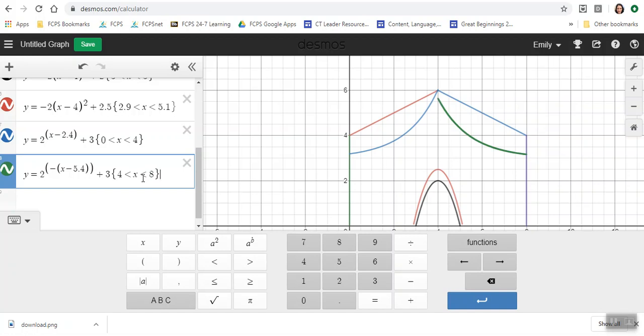Okay, so that does not look perfect. I might change my 4 to be like a 3.9. See if that looks better. Looks a little bit better. Okay, and you can mess with those things as well.